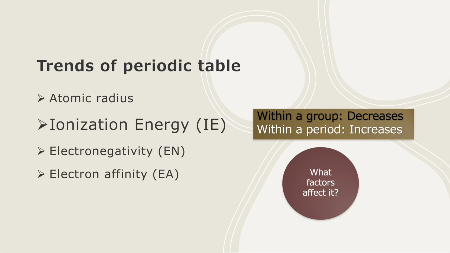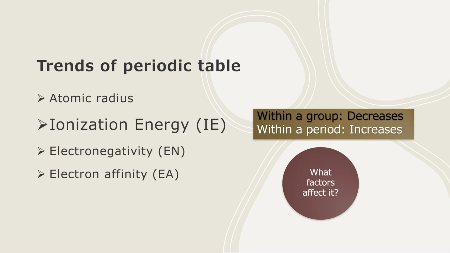And the last factor is electron configuration. Atoms with a stable electron configuration, like noble gases, require more energy to remove an electron. For example, removing an electron from a noble gas, which has a full outer shell, takes a lot of energy because they are highly stable.